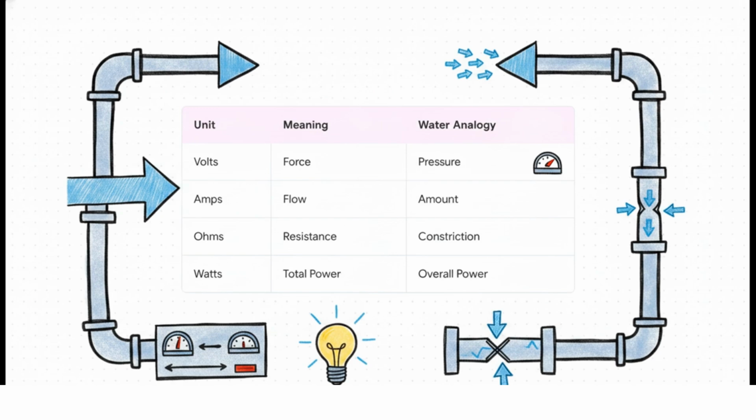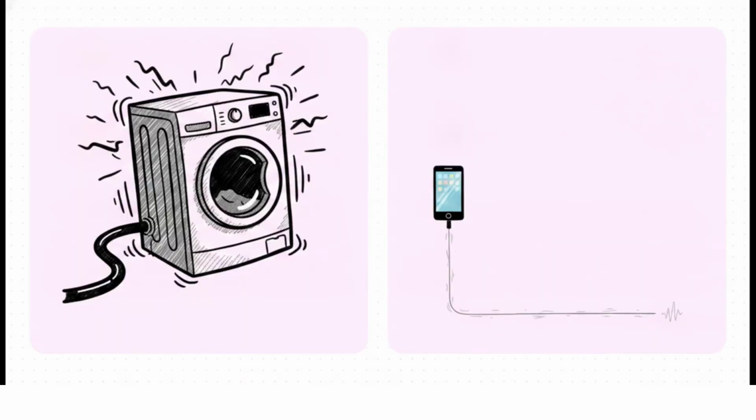Think of this as a constriction or a narrow point in the pipe that makes it harder for the water to flow. And finally, watts. That's your total electrical power, which you get by simply multiplying the pressure, the volts, by the flow, the amps. This plumbing analogy perfectly explains why it takes so much more energy to run a heavy washing machine compared to safely trickling a charge into your cell phone.